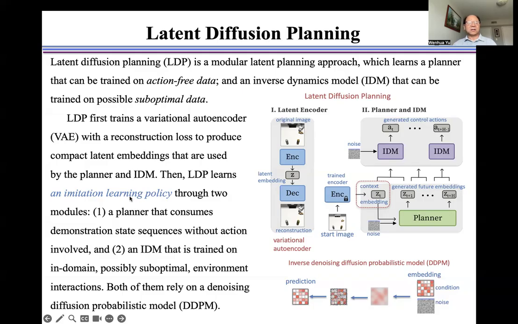Then LDP learns an imitation learning policy through two modules. One, a planner that consumes demonstration state sequences without actions involved. As shown here, this is a planner which uses output from the trained encoder as an input. Two, an IDM that is trained on in-domain, possibly suboptimal environment interactions, as shown here. Both of them rely on a denoising diffusion probabilistic model, as shown here.